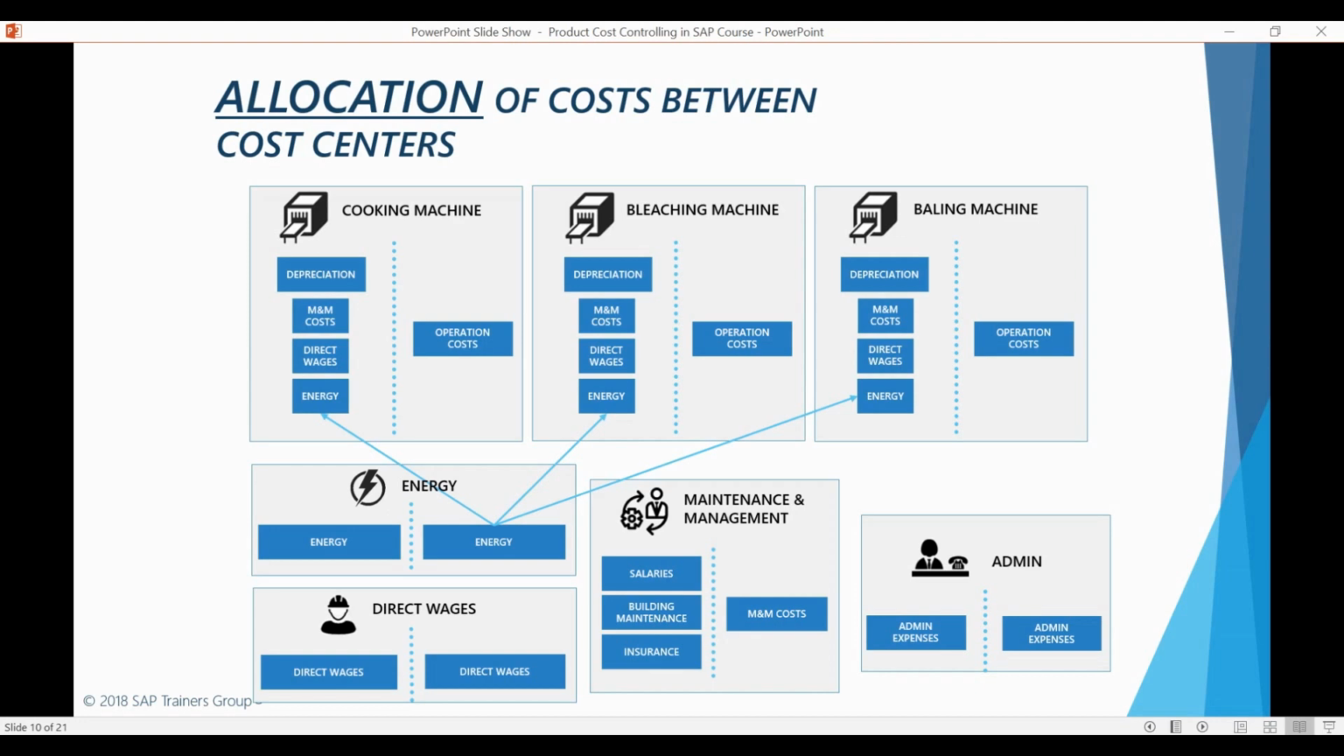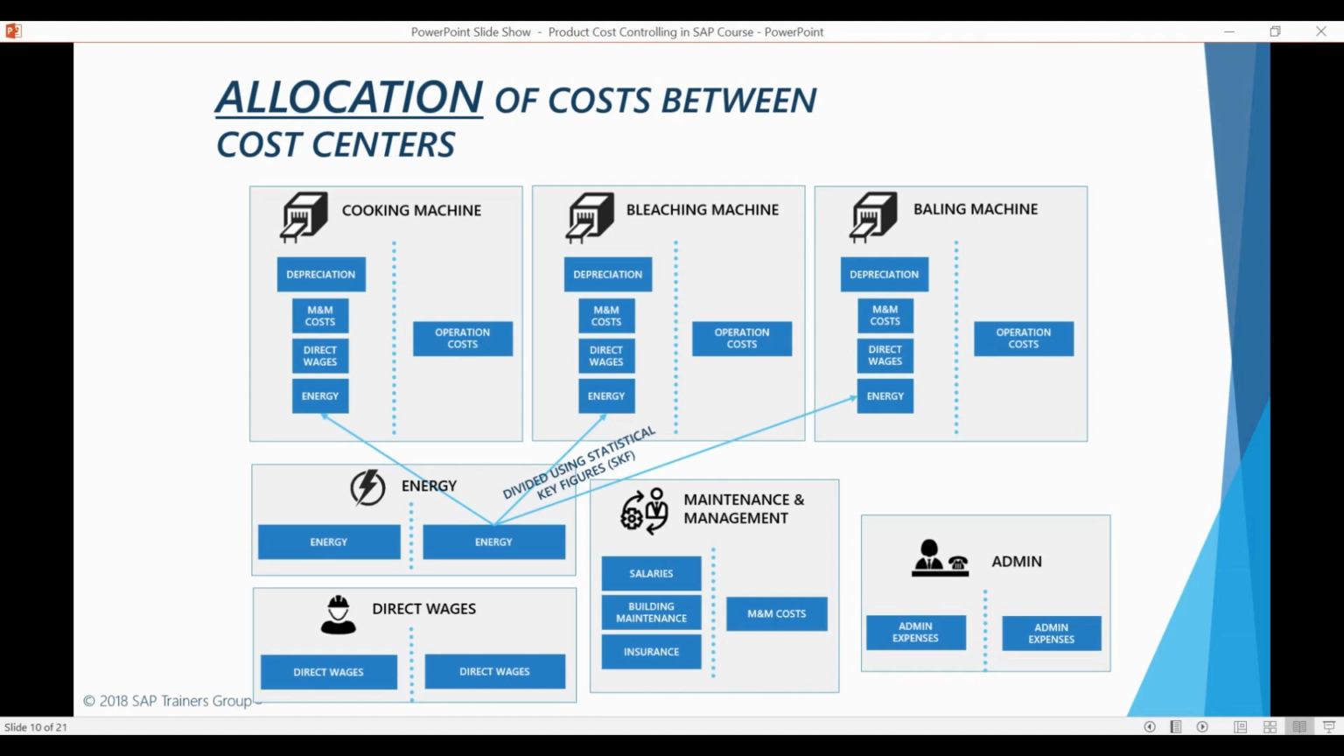So, how can we control how much energy expenses should be allocated to each machine cost center? For this, we can utilize statistical key figures. When we are planning energy costs, we can maintain a statistical key figure for the cooking machine cost center, which says that we are estimating the cooking machine consumes 10 million kilowatt hours of electricity per month. Then we can maintain key figures for bleaching machines and baling machines, saying that both of the machines will use 5 million kilowatt hours per month. Using these key figures, the system will then calculate that cooking machines should absorb 50% of all electricity costs, and bleaching and baling machines should absorb 25% of the costs.